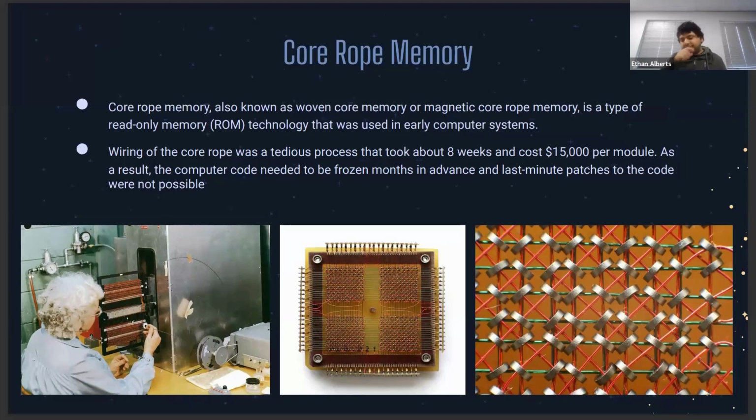On the very far right, you can see what it really looks like very close up. It's these magnetic rings, and essentially they're magnetized. If it's spinning one way, then it's a 0, and if it's spinning in the opposite direction, it's considered a 1. That's essentially how binary worked on this sort of memory.